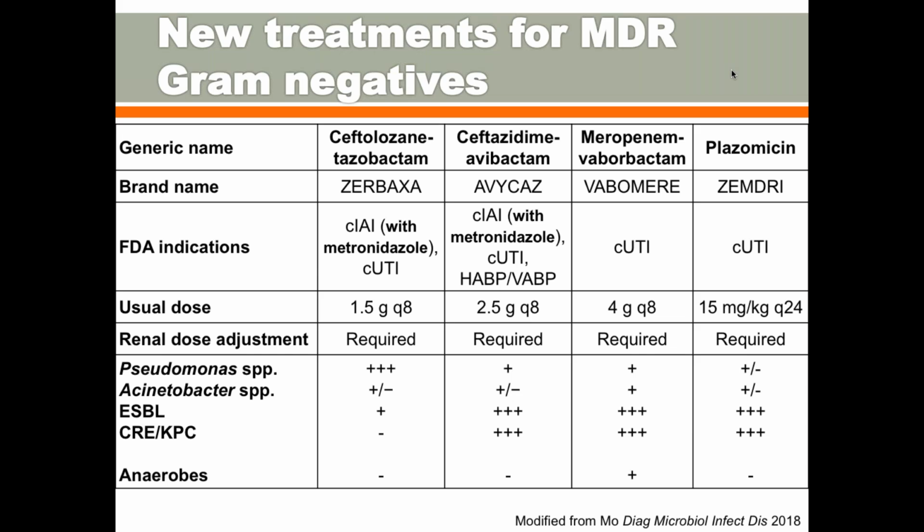As far as ESBLs go, really Avycaz and Vabomere are probably going to be your go-tos for ESBL, as well as CRE and KPC. Plazomicin does have pretty good activity against these as well, though, as an aminoglycoside, there is the risk of renal injury. And you can see down here at the bottom, anaerobes are really only covered by meropenem, and that's Vabomere, and that's really all coming from the meropenem.